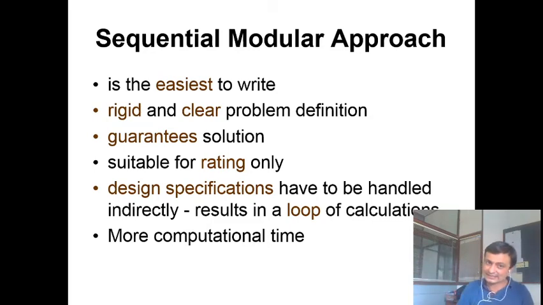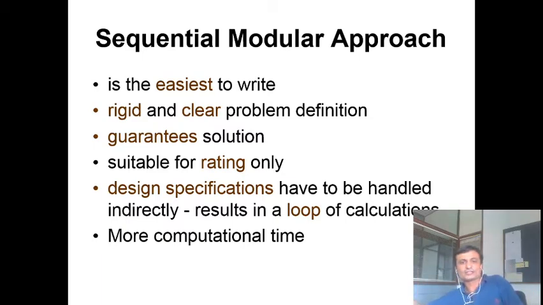First, it's very easy to write. It is the easiest to write. Rather, you just have to drag and drop. It has a very rigid and clear problem definition. That means it is a flowsheet kind of problem. You just give input, equipment parameters, you get an output. So it has a rigid and clear problem definition. It guarantees a solution because it has a very clear definition. The solution is guaranteed. You cannot go here and there.